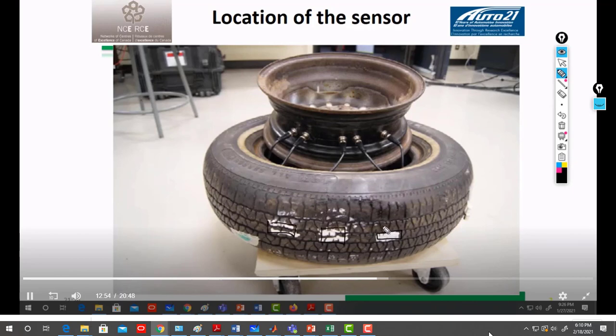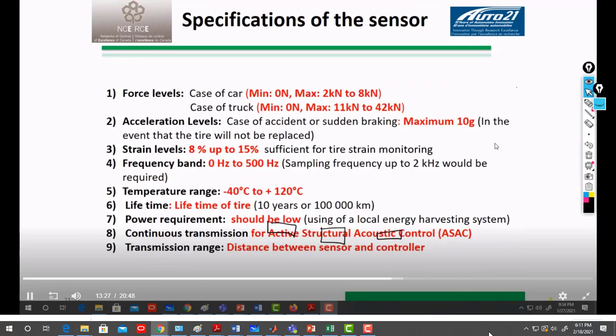So now the next question is, what are the specifications of the sensor? When talking about specifications, we need to keep in mind the mechanical durability of the sensor. It should be mechanically durable because it will be exposed to a harsh environment such as repeated deformation, irregular deformation, sudden deformation. So it's a harsh environment for the tire. So with a safety measure, with some safety margin, we found our specification, which is subject to discussion during the Q&A session. Here I need to mention the continuous transmission, which is very important for active structural acoustic control. We need to have continuous measurements of the applied force to have better control performance. Okay, so now those are my specifications.